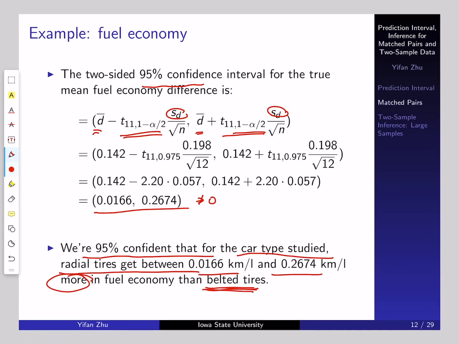Okay, this is how we interpret the confidence interval for the difference. We say that this tire gets between this and this number more in fuel economy than the belted tires, because it is a confidence interval that does not contain zero and it is positive.